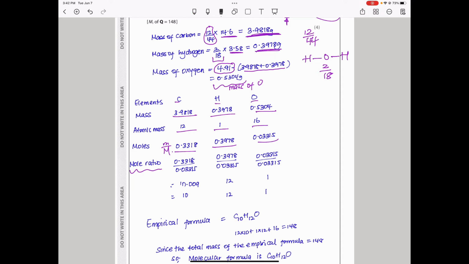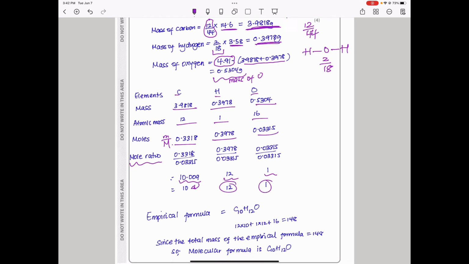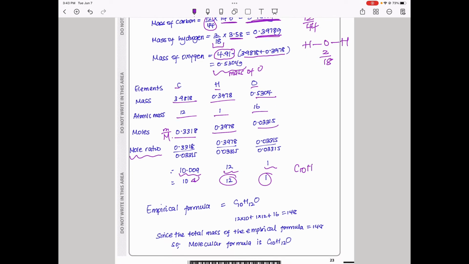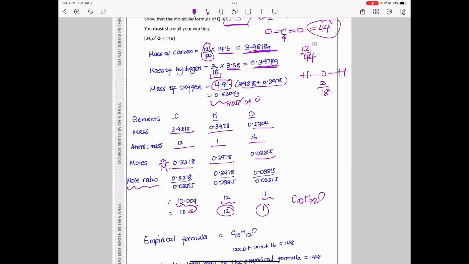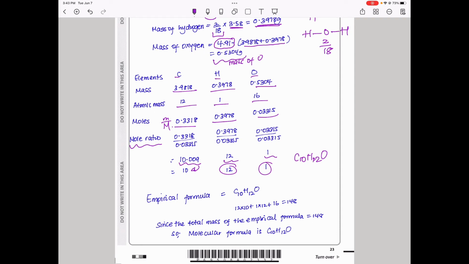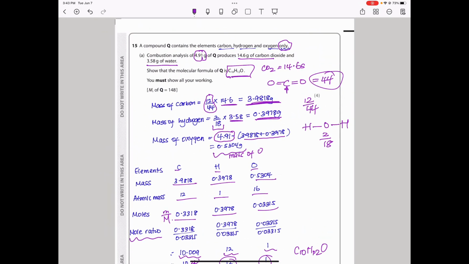So here I got 10.009, 12 and a 1. This is easily rounded off to 10, that is 12, and that is 1. So it comes out to carbon 10, hydrogen 12, oxygen 1. This is what they wanted us to prove, so you have got it right. So here we say the empirical formula is that, and since the empirical formula is equal to the molecular formula, it means that is going to be exactly the same.